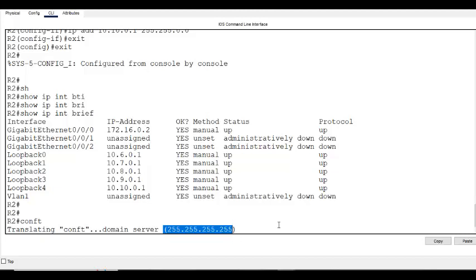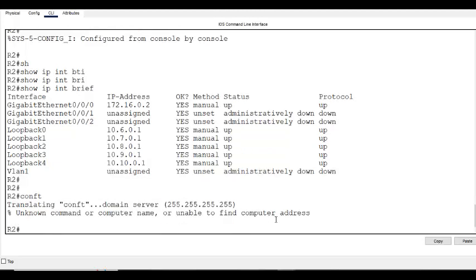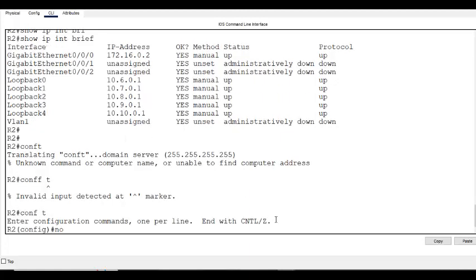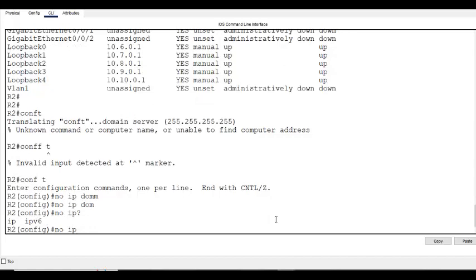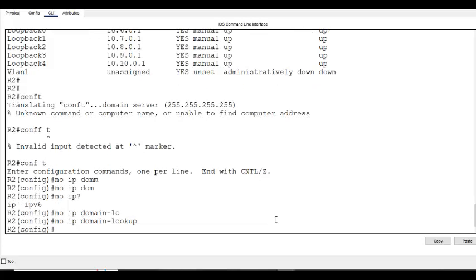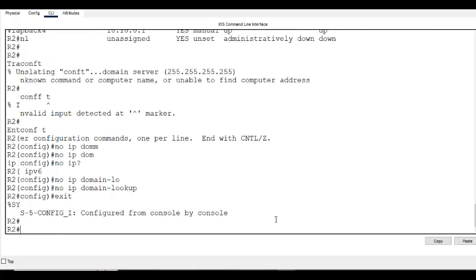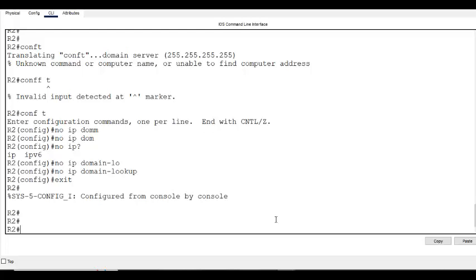See, no IP domain lookup. This is not an EIGRP command. This is a basic command that should be typed on every router before we start.